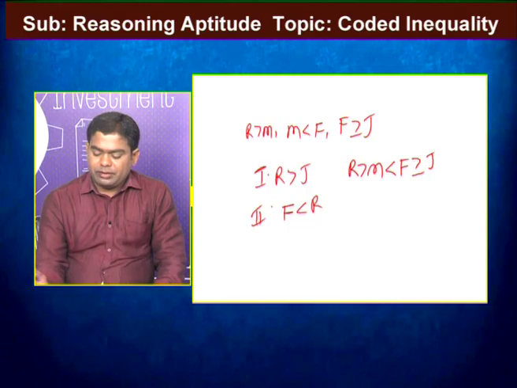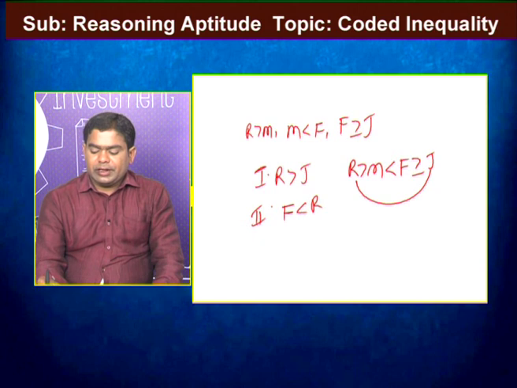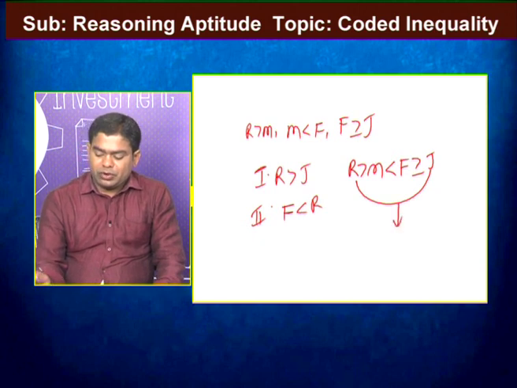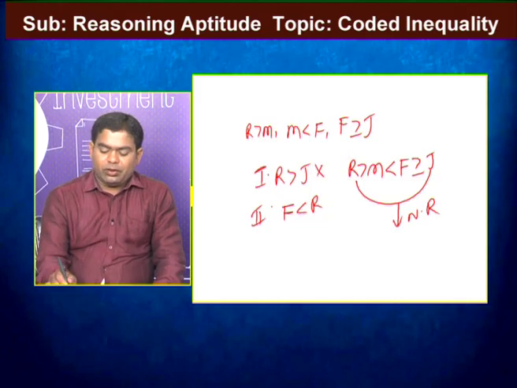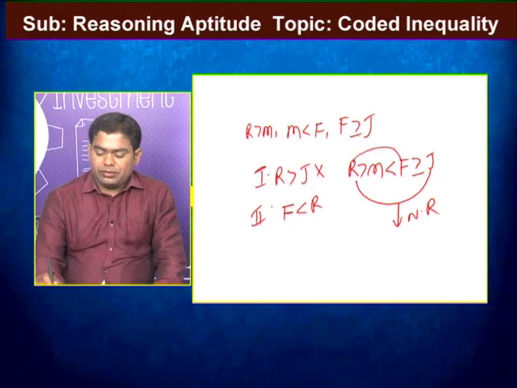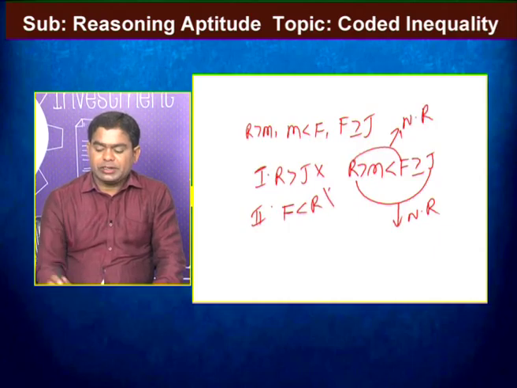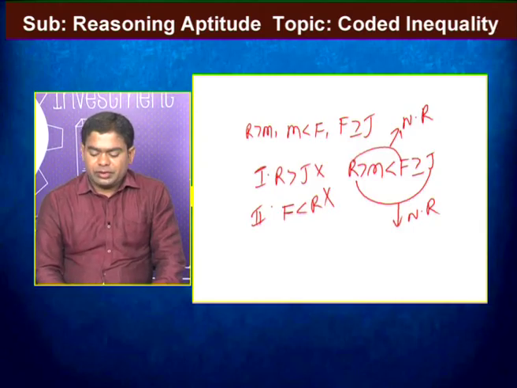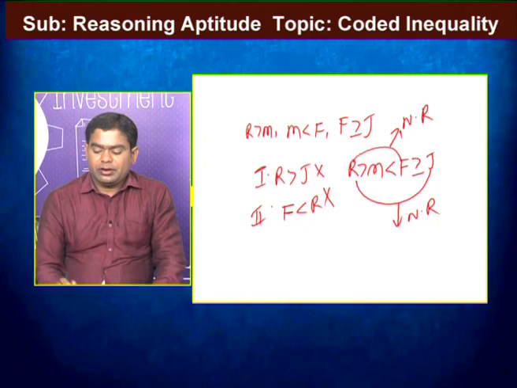In this combined statement, we verify the relation between R and J. Already we know greater than, less than, greater than or equal to are there. That means opposite inequalities are there, so no relation. No relation means conclusion 1 does not follow. Next we go to F and R. Between F and R opposite inequalities are there. That means no relation, so conclusion 2 also does not follow. According to our question, neither 1 nor 2 follows. Then we go to the next question.